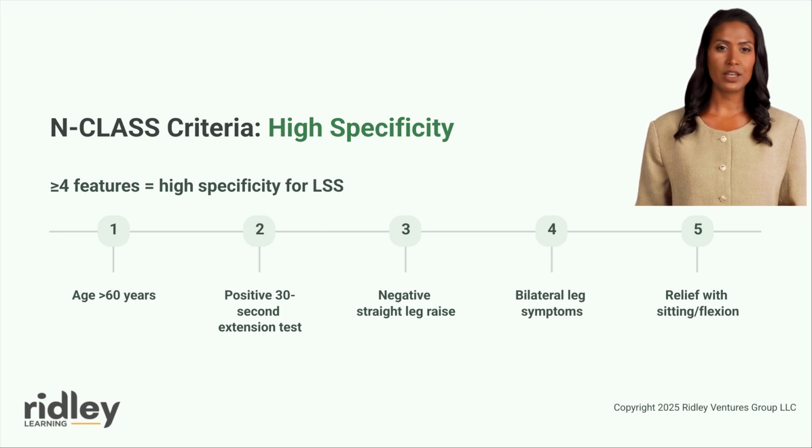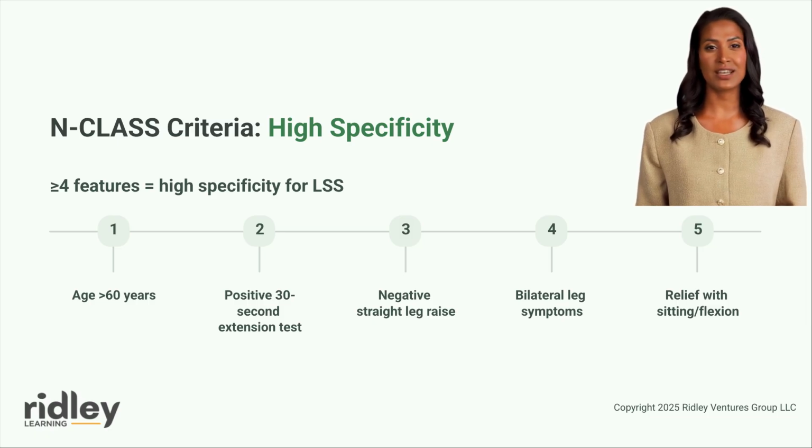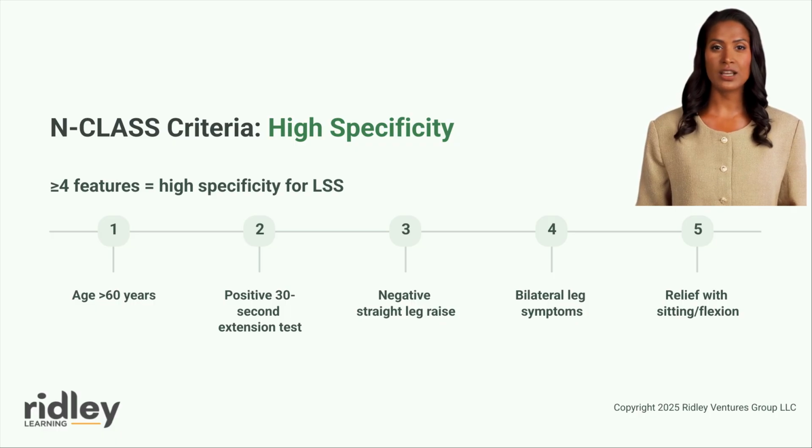Several validated clinical prediction rules and scoring systems assist in the diagnosis of lumbar spinal stenosis and provide standardized approaches to assessment. These tools synthesize individual examination findings into composite scores with established diagnostic accuracy, supporting clinical decision-making and facilitating communication among providers. The N-class criteria, which stands for Nerve Root Compression Lumbar Assessment of Stenosis Syndrome, represent a validated clinical prediction rule that assists in identifying patients with lumbar spinal stenosis.